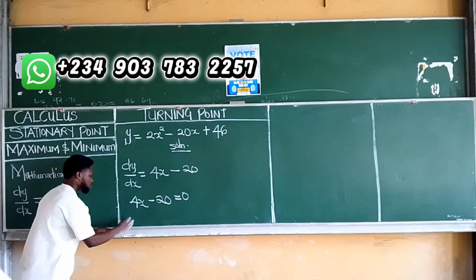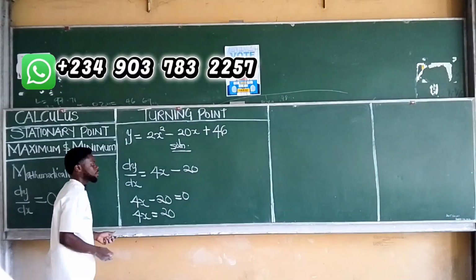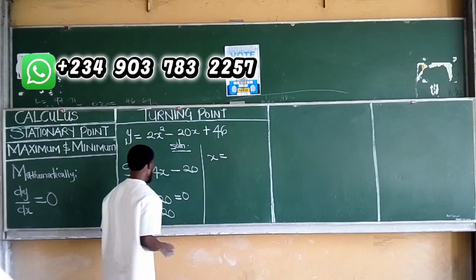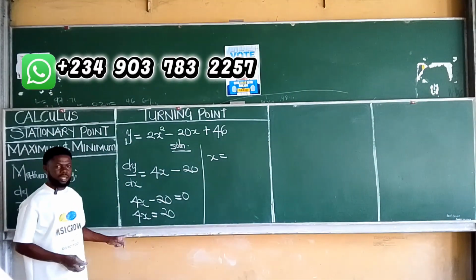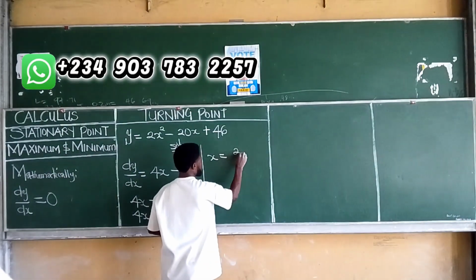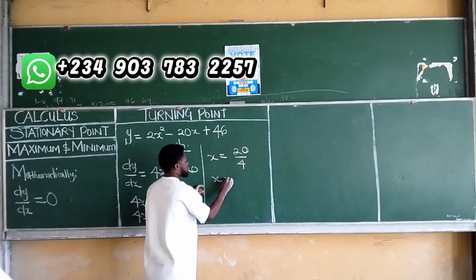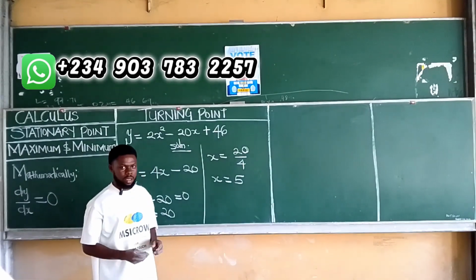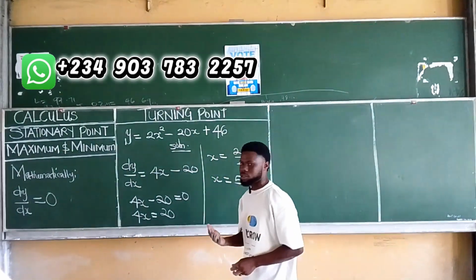Making 4x the subject, 4x is equal to 20. And making x the subject, x is equal to, if you divide both sides of the equation by 4, we obtain x equal to 20 divided by 4. So x is 20 divided by 4, and x is equal to 5. So at stationary point, x is equal to 5. How do we determine y coordinates?